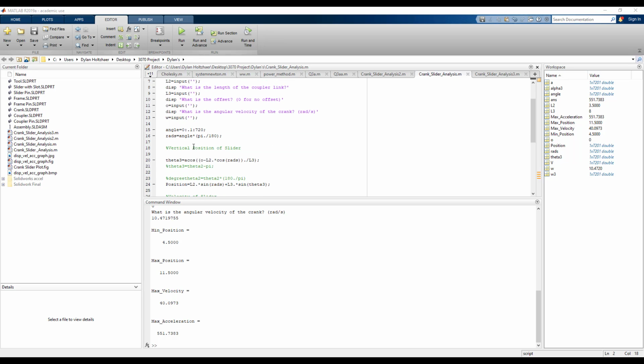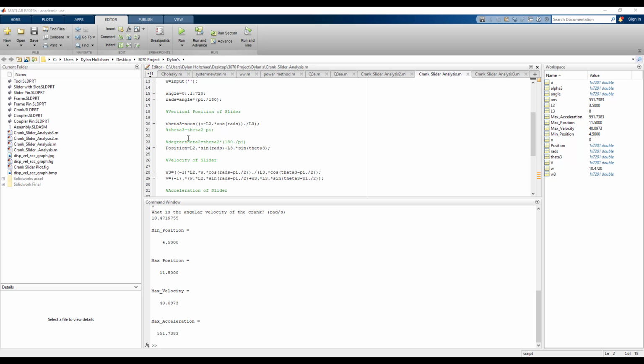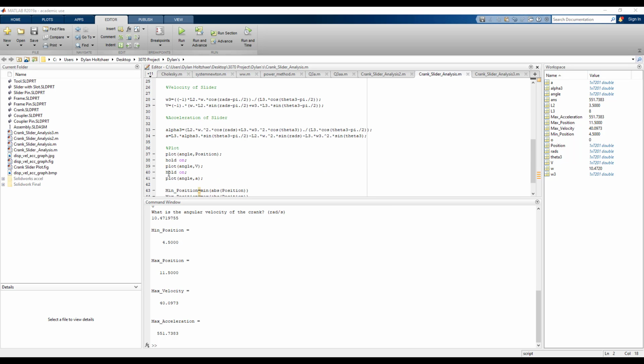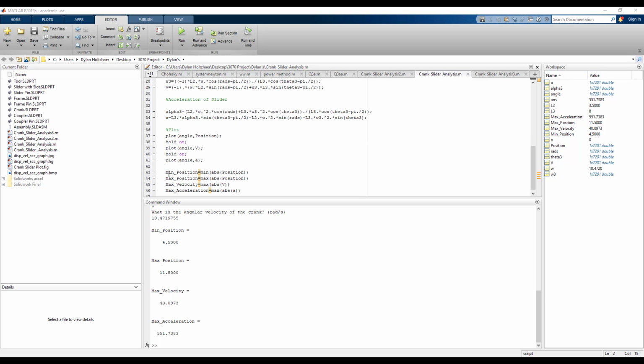From there, it makes a vector of the angle and an increment of 0.1, and then converts it to radians because that's what MATLAB uses. From there, it's essentially just a bunch of equations breaking down the closed vector loop analysis and solving for the unknowns to be able to get the position, velocity, and acceleration. And then it plots them, and then also returns the minimum and maximum position, max velocity, and acceleration. I thought those would be nice values to be able to reference.